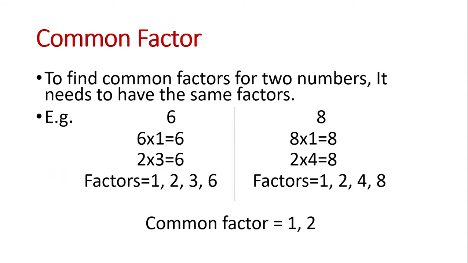Next is common factor. Common factor is basically where, to find common factors for two numbers, they need to have a few of the same factors. For example, I want common factors for 6 and 8.